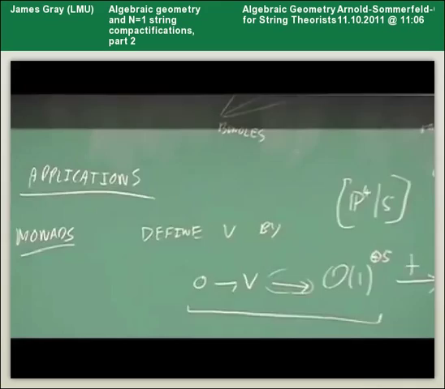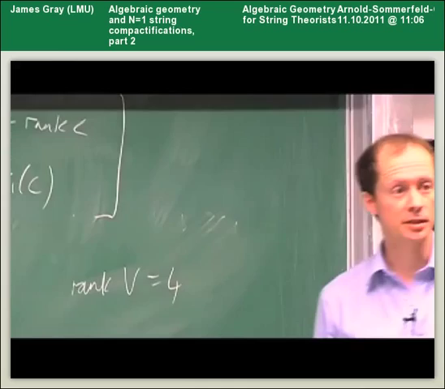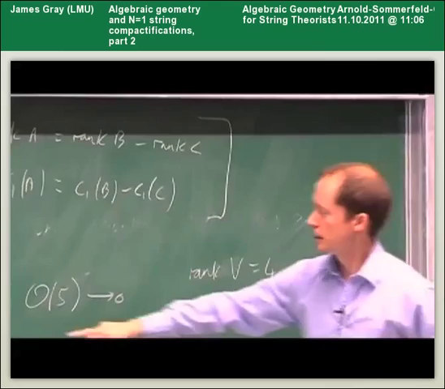In terms of our properties, like these two, what do we know about this vector bundle? Well, we know it's rank 4, as I said. And we also know another interesting thing because of the way I've chosen these integers. We know that C1 of V is C1 of this thing, that's C1 of B, minus C1 of this thing.